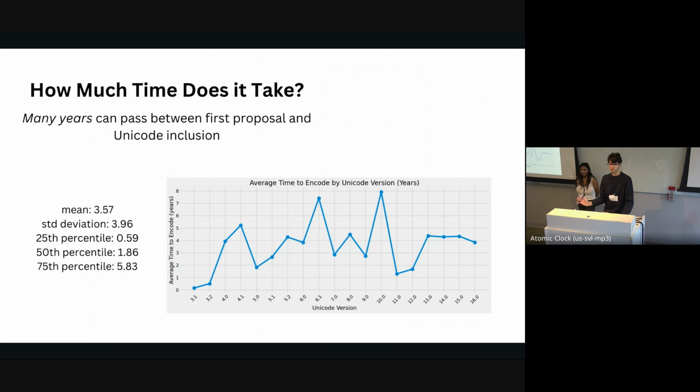And then, as we said before, those might be the proposals that took maybe just 1 submission to actually work out. But also for about 25% of scripts that did eventually make it in, it took nearly 6 years to get those ones in. So there's a pretty big spread on how long it can take for a proposal to get in, from first proposal to the point where it's actually included in Unicode.